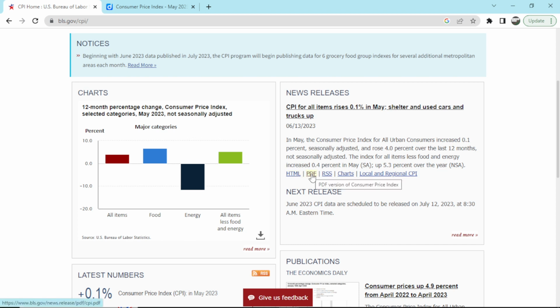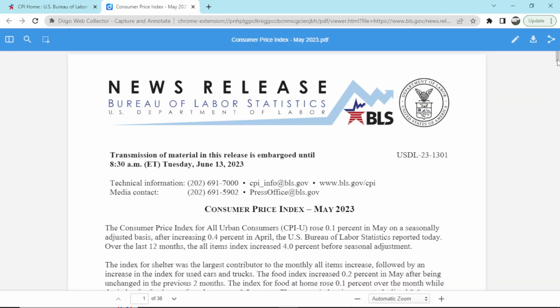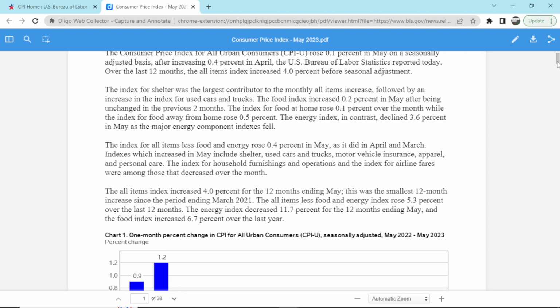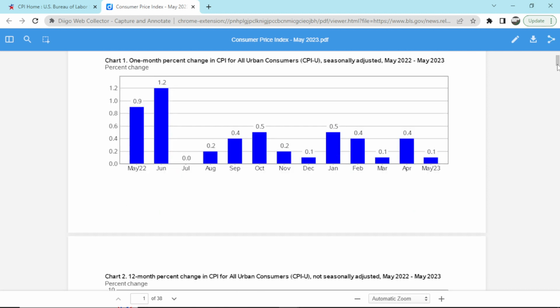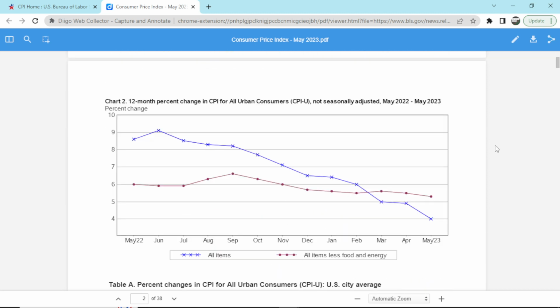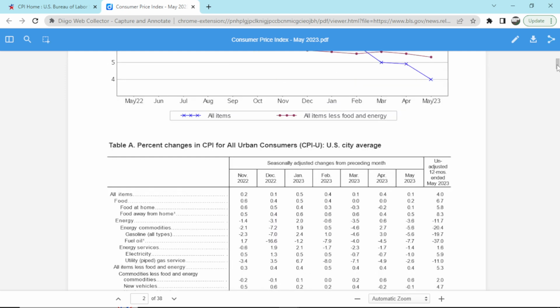Next, we're going to go into this PDF to see all the detailed tables that they provided. So here we go. This is the most recent release for the inflation report. And I'll go ahead and scroll down until we get to some of the key points. This table summarizes the year-over-year change for headline inflation, which is the blue line, and core inflation, which is the red line. And we can see that headline inflation, the blue line, has seen more of a significant decrease over the last year compared to core inflation, which has been on a downward trend, but not as significant as headline inflation.